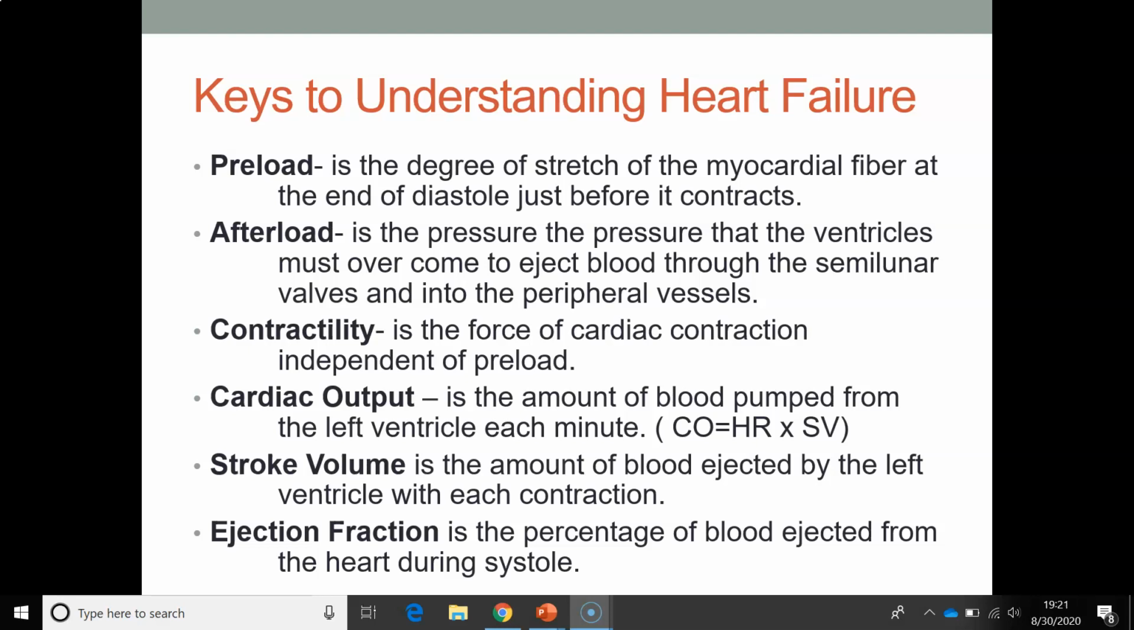Okay, before we talk about heart failure, I want us to take a very brief review of both anatomy and physiology and pathophysiology of the heart. This is by no means a full lecture on that. It is just the down and dirty. And it is by no means everything that you would learn from reading chapter 33. So preload is the degree of stretch of the myocardial fiber at the end of diastole, just before it contracts.